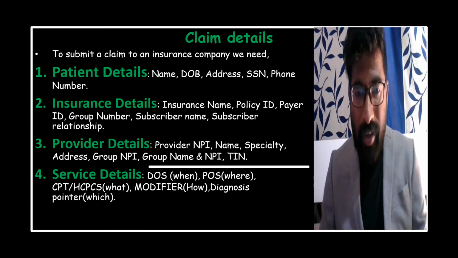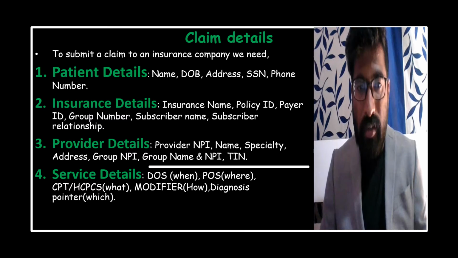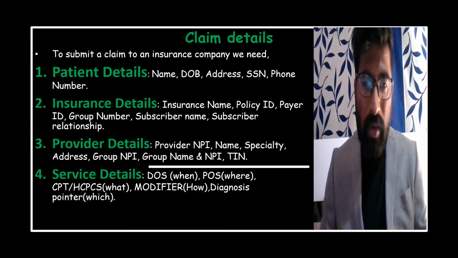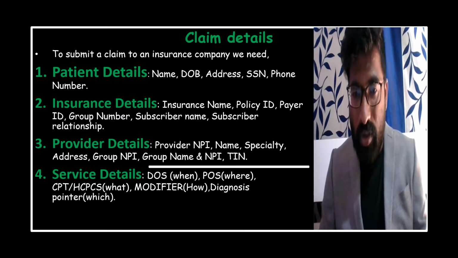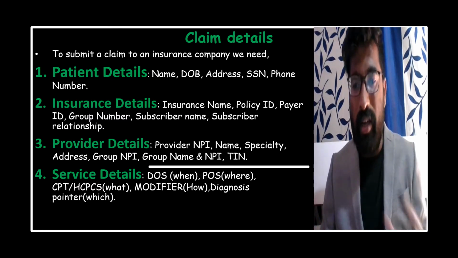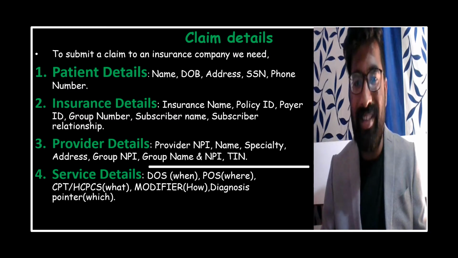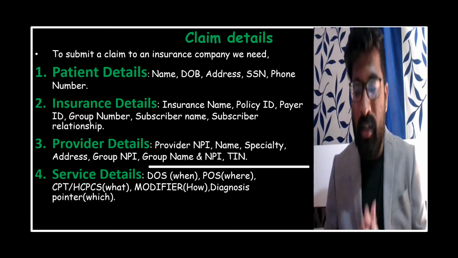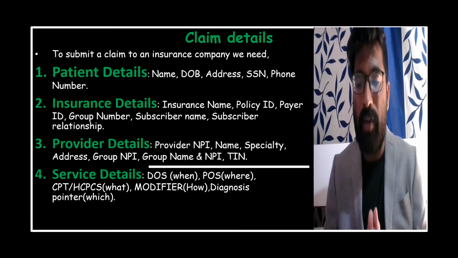And we should make a correction: the provider specialty does not come into the service details. The provider specialty comes only into the provider details, and sorry for that. So these are the main details on a claim form: patient details, insurance details, provider details, and service details. Everything should be on a CMS 1500 form.